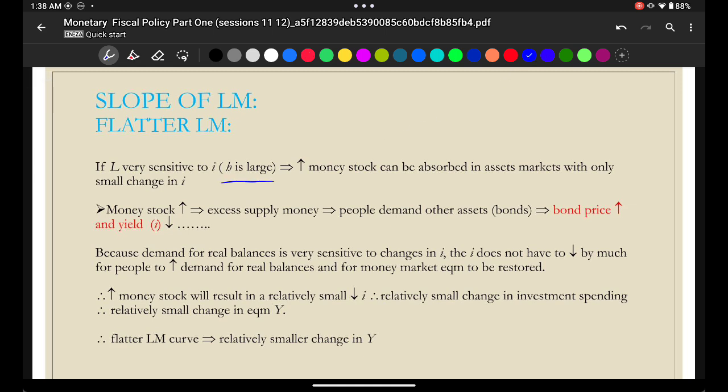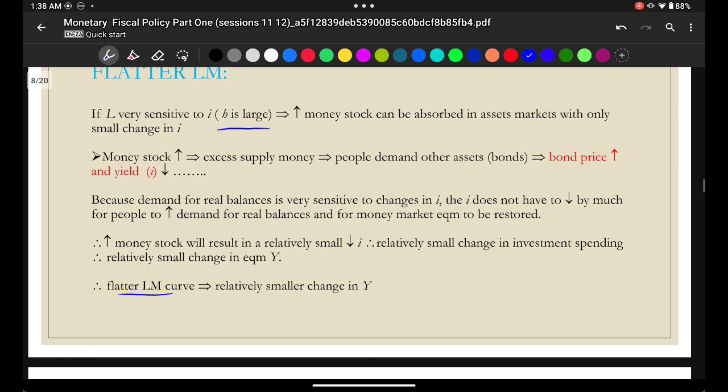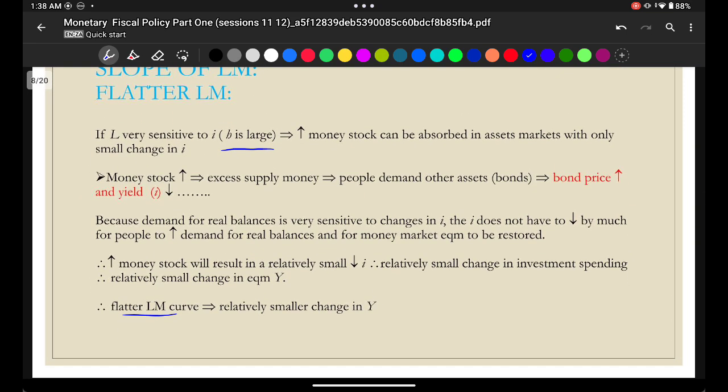If B is large, right, you're going to have a flat LM. If your B is small, you're going to have a steeper LM. So what you need to take from this is this, right? If B is large, there's going to be a small change in interest rate, and a small change in Y, because you have a flat LM. Let's make sense of this.